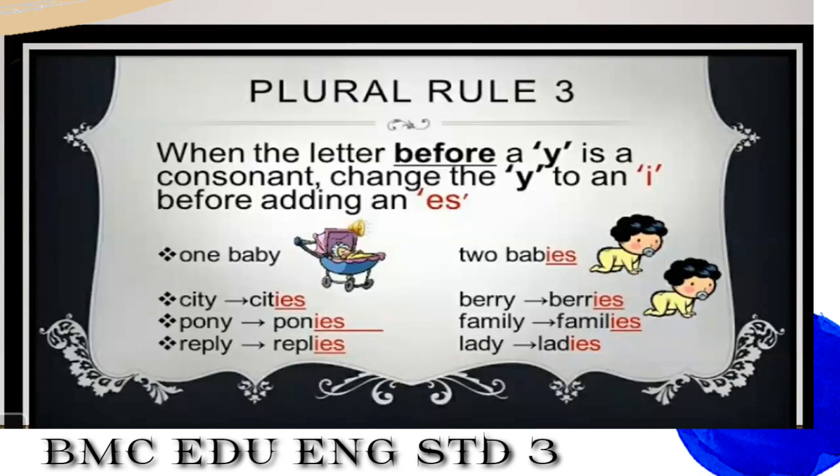For example, candy. It is ending with Y letter. The spelling of candy is ending with Y letter. So what we did? We removed Y and we added IES.